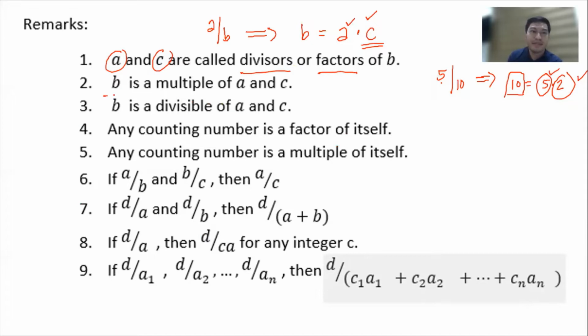And then next, B is a multiple of A and C. Let's check. Our B is 10. So let's check if it's a multiple of 5 and 2. We can say it's a multiple, we just have to skip count. So 5, 10, 15. Correct. 10 is a multiple of 5. How about 2? 2, 4, 6, 8, 10.